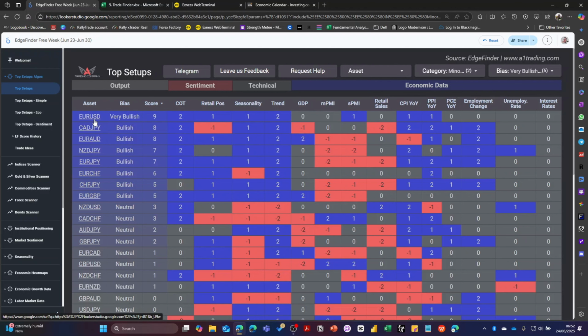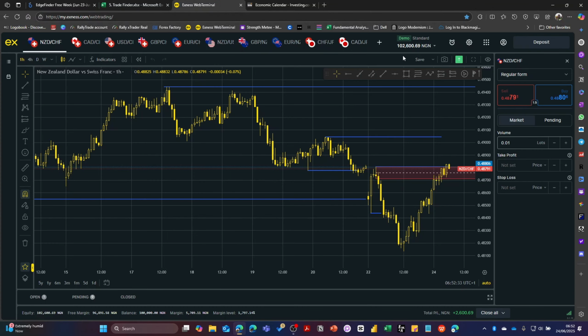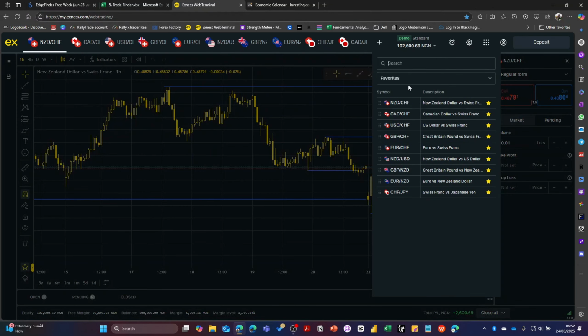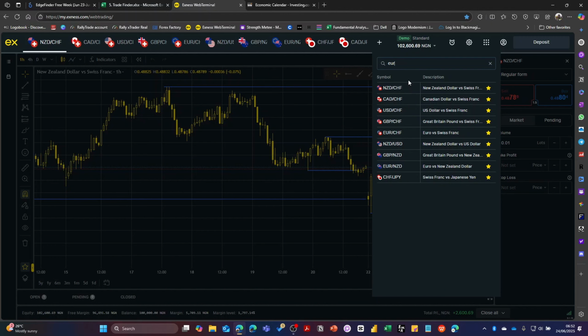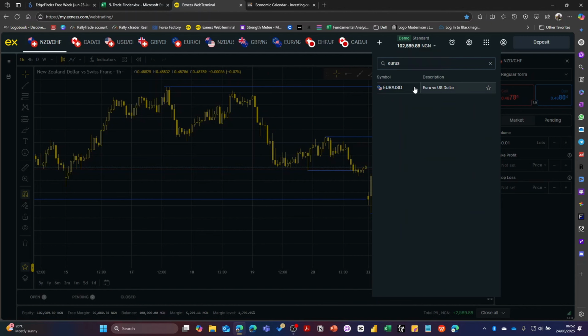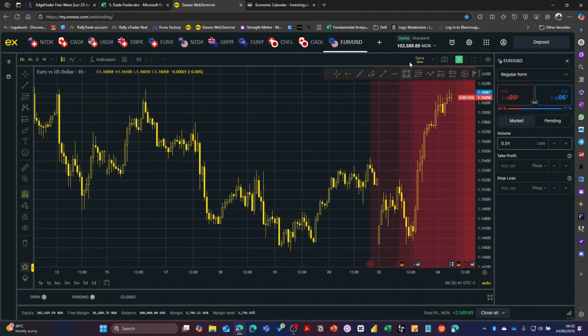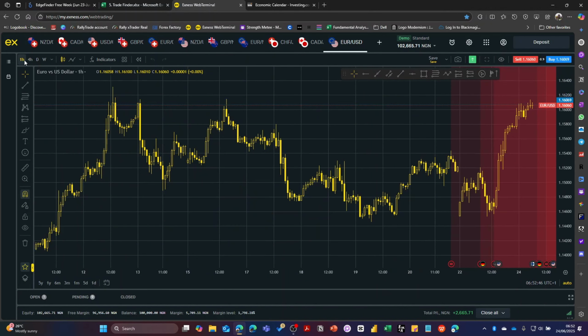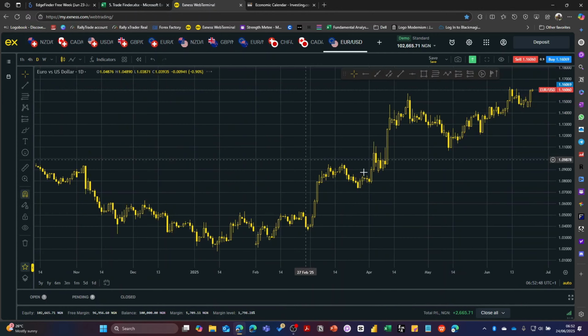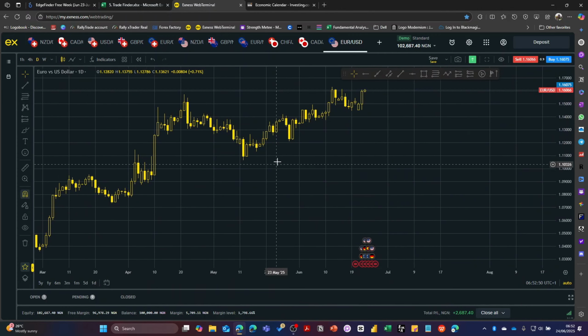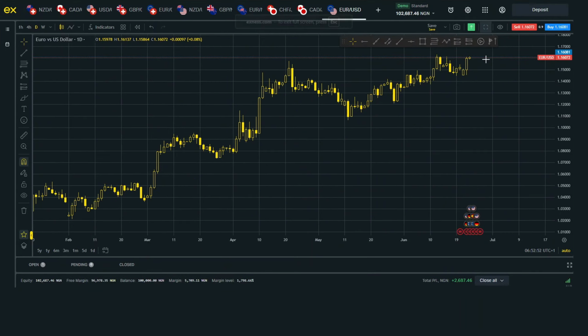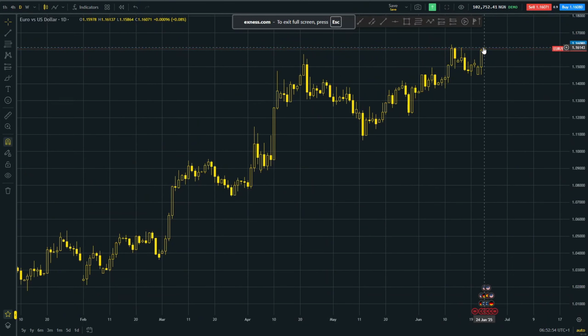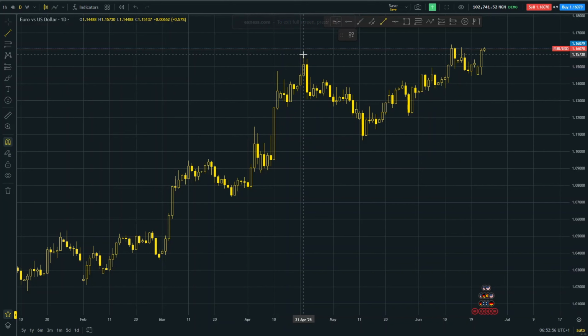So first and foremost, we're having the euro against the US dollar reading as the most bullish asset to trade. So let's go look for the euro against US dollar, and let's look at that chart. Oh, you can see that chart right there. It is heavily bullish. And take note, I'm on the 1 hour chart. If we go back to the daily, you can see how very strong this move is to the upside. Very strong. As a matter of fact, this was the last high here that just got broken.